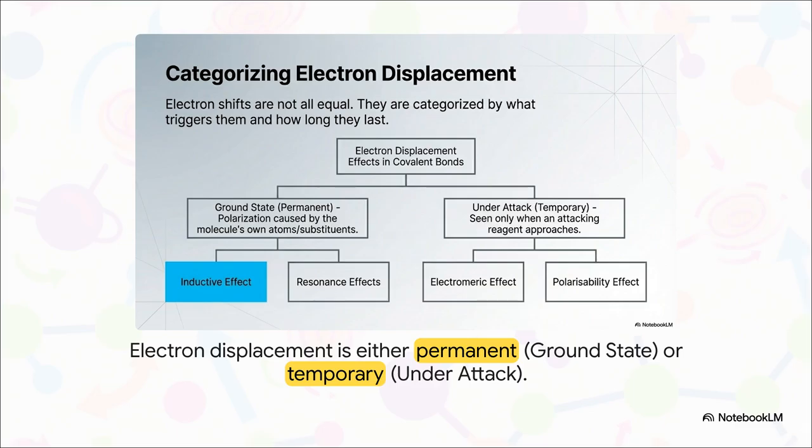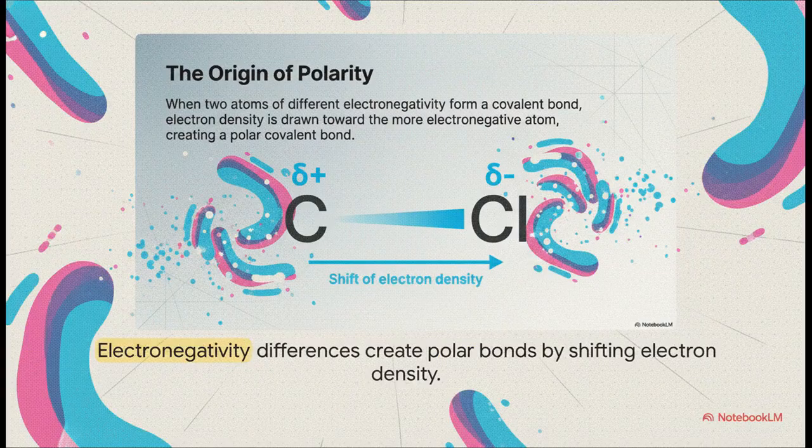For the rest of our time here, we're going to focus on one of the most critical ones, the inductive effect. The whole thing starts with a concept called electronegativity. It's basically just a measure of how greedy an atom is for electrons. So when you have a carbon atom bonded to a super greedy atom like chlorine, they don't share their electrons equally. It's like a game of tug-of-war, and the chlorine pulls that electron cloud towards itself.